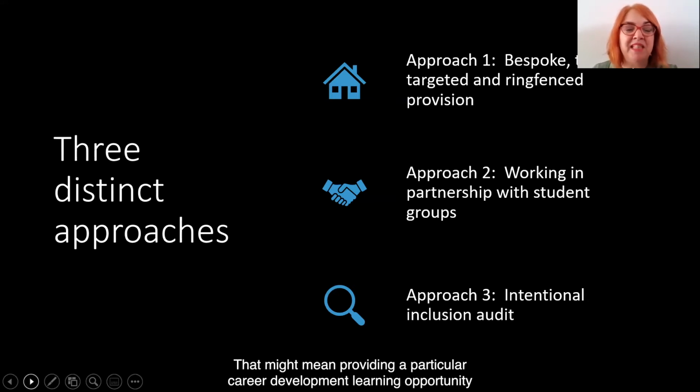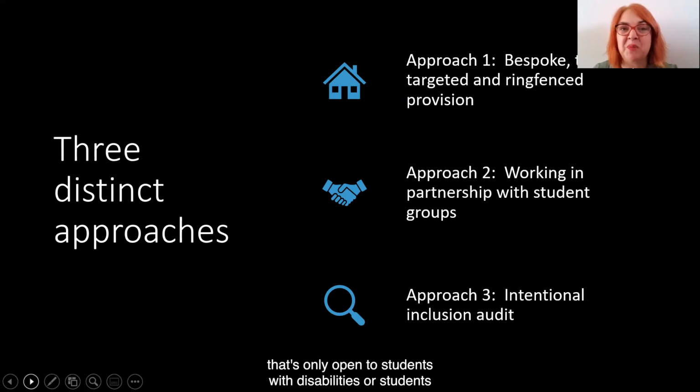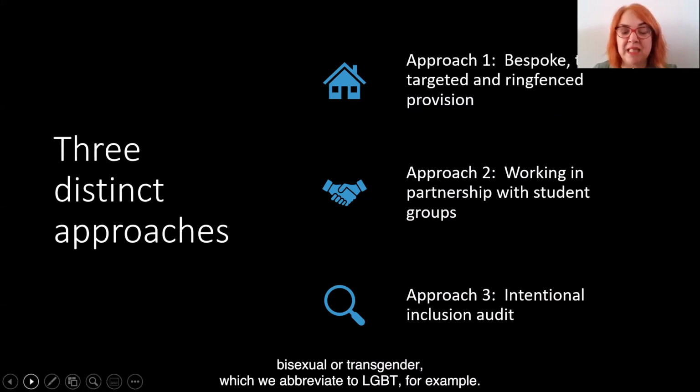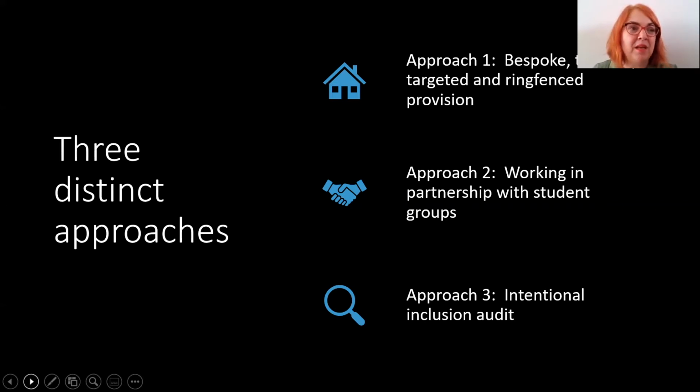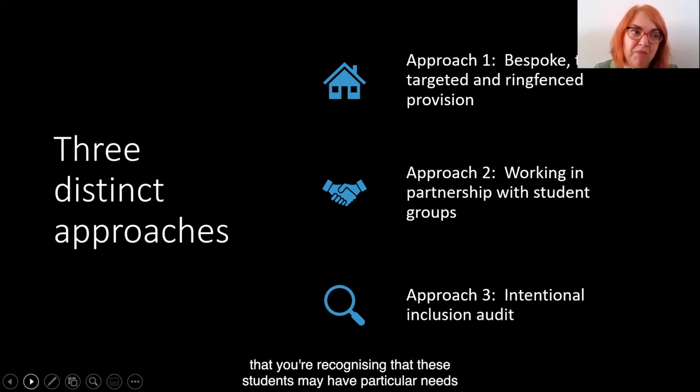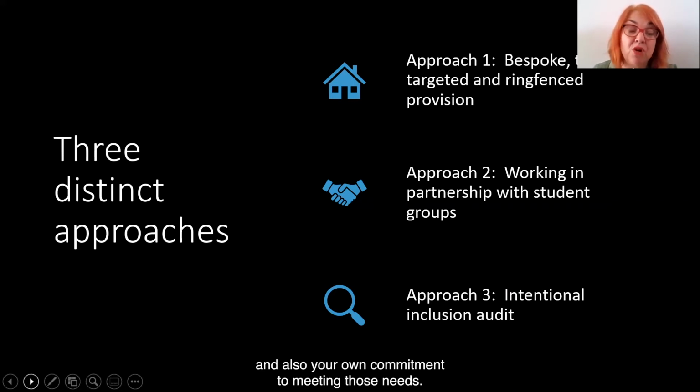That might mean providing a particular career development learning opportunity that's only open to students with disabilities or students from a particular ethnic background or students who identify as lesbian, gay, bisexual or transgender, which we abbreviate to LGBT, for example. The great thing about schemes like this is that it demonstrates really clearly that you're recognising that these students may have particular needs and also your own commitment to meeting those needs.